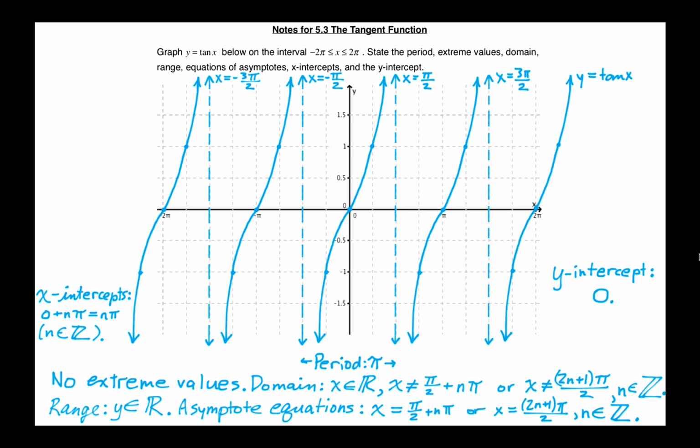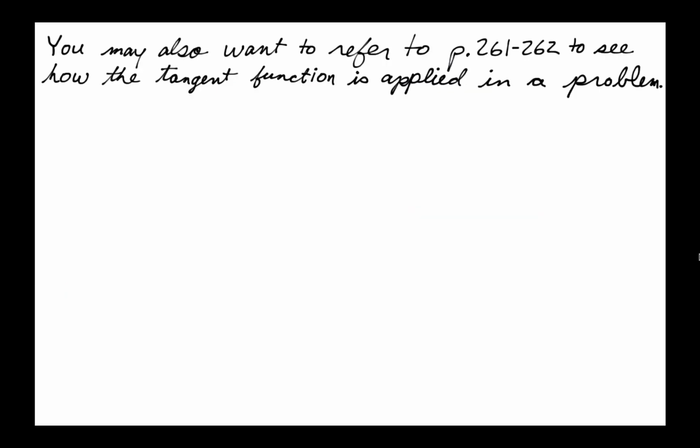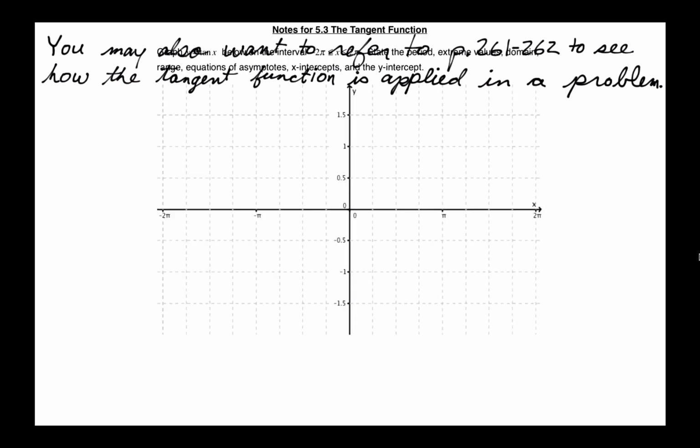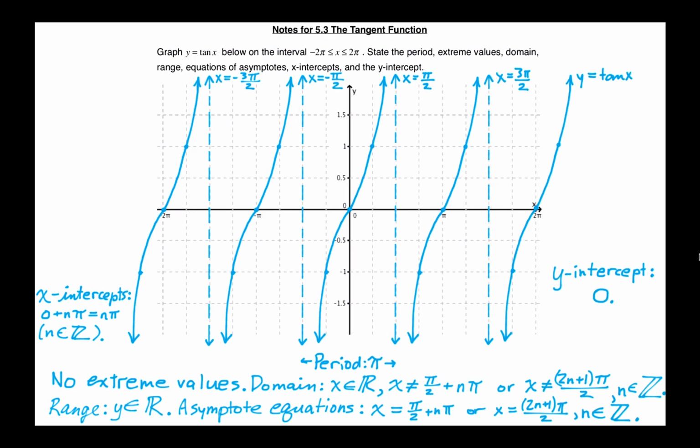And that covers all the features of the tangent function. So for my students, I would recommend that you maybe take a look at a few more examples from page 261 and 262 of the textbook to see how the tangent function is applied in a problem. But otherwise, that covers the basics of the tangent function.